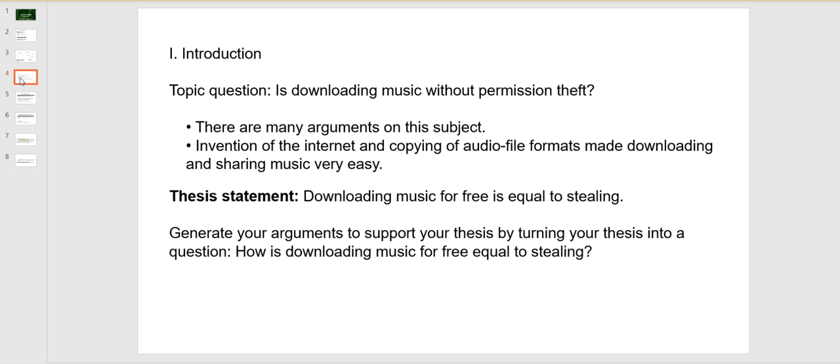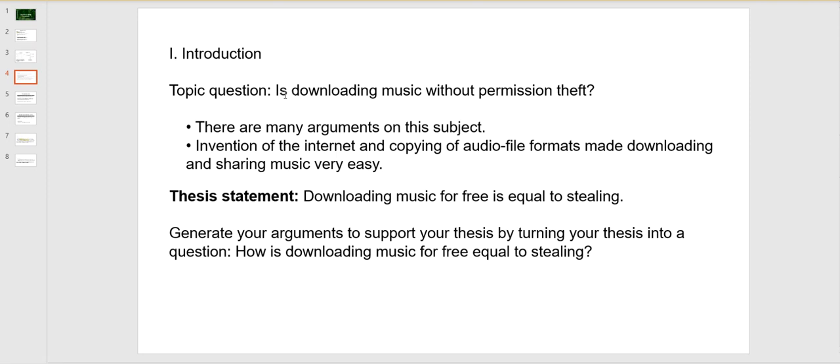So here I have an example of what the introduction should look like. And let's say I'm answering this question. I'm not answering the question about what should our main concern be about technology. Here I changed it a little bit.